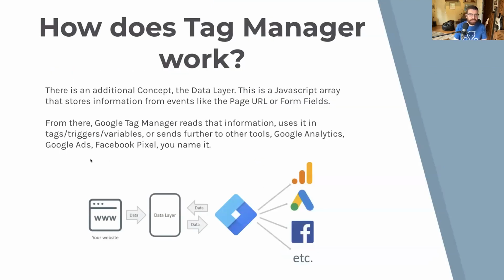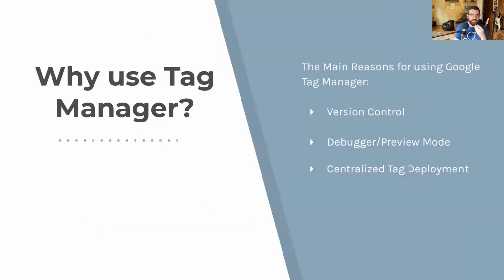Okay, and then this is a visualization of how that data layer works. What we have is your website, and it's going to collect the data, goes into this little layer here, and then it goes to Tag Manager, and then Tag Manager sends it back to whatever platform it's supposed to go to, whether it's Google Ads, Facebook Ads, Google Analytics, whatever the tag is that's capturing that information and processing it. It sends it back to that. So what are the big reasons for using this?